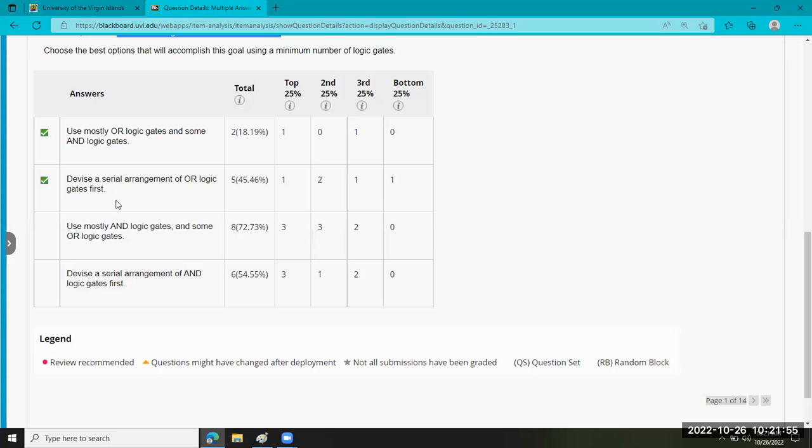Yeah. Okay. Then when we say devise a serial arrangement of OR logic gates first, when we say serial arrangement, we're saying that the ORs have multiple inputs. Instead of 2 input ORs in parallel, we have only a couple of ORs, like the casino scenario on the right, where an OR with 4 inputs or 8 inputs is actually 2 input ORs in a series. Does everybody understand what I'm talking about there?